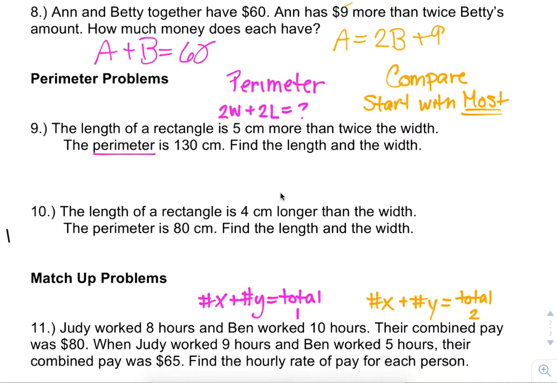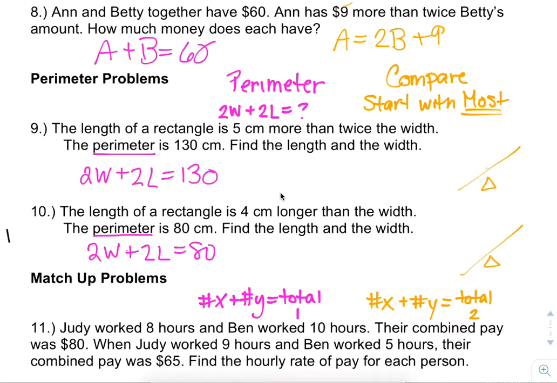So if I look on problem 9, I already see that the perimeter, 2W plus 2L, is 130. I can do the exact same thing on number 10. I already see that the perimeter, 2W plus 2L, is a total of 80. The only thing I'm missing is my comparison. So let's make a teeter-totter.